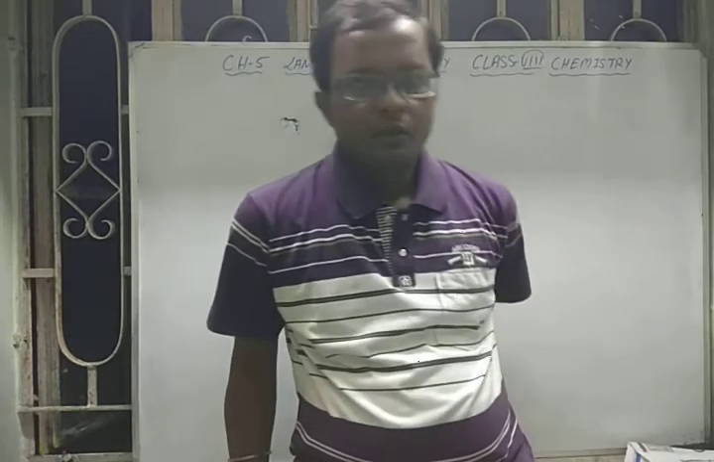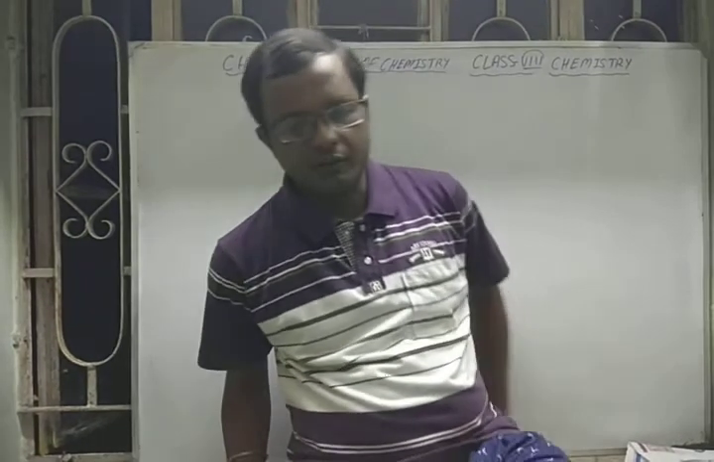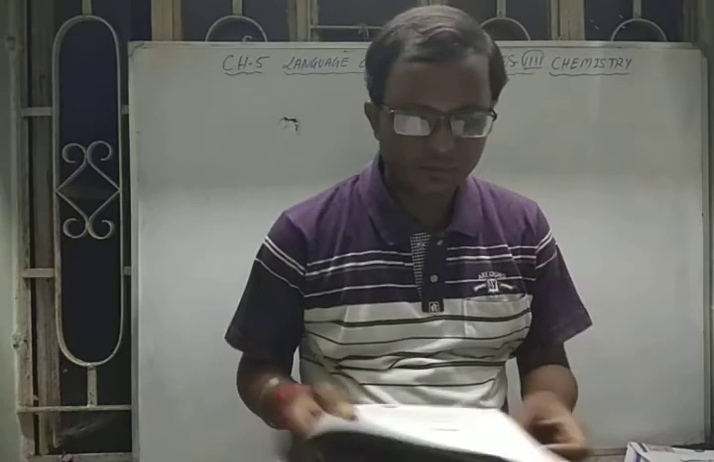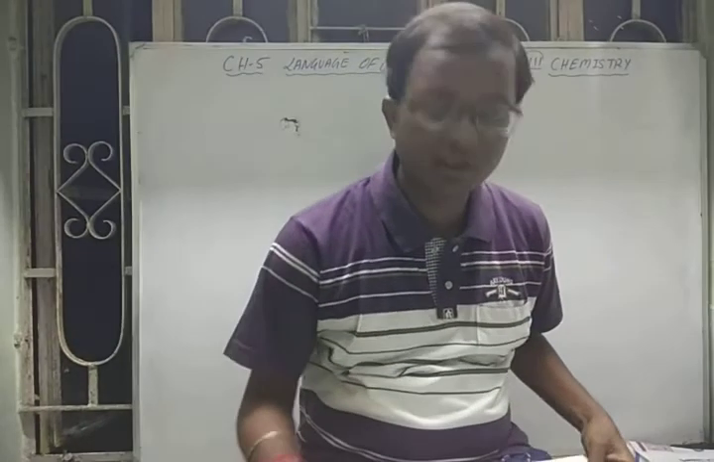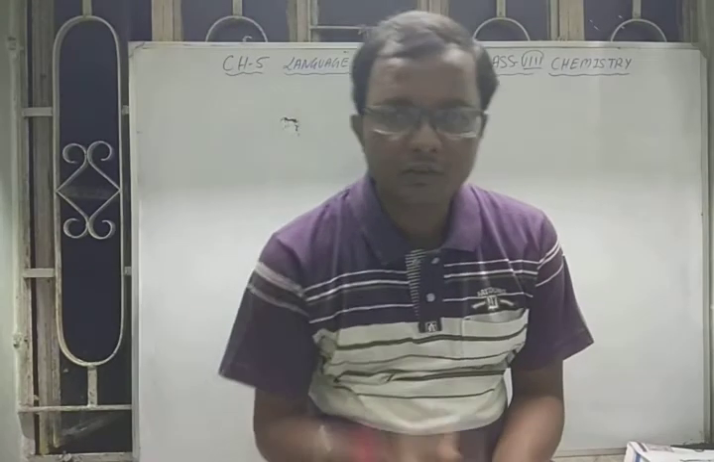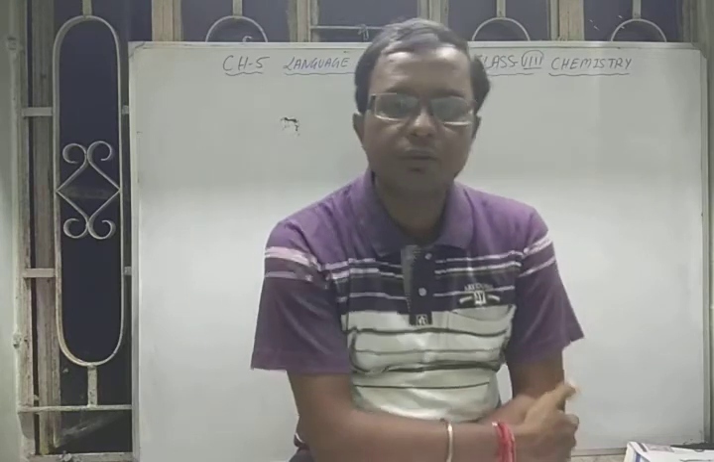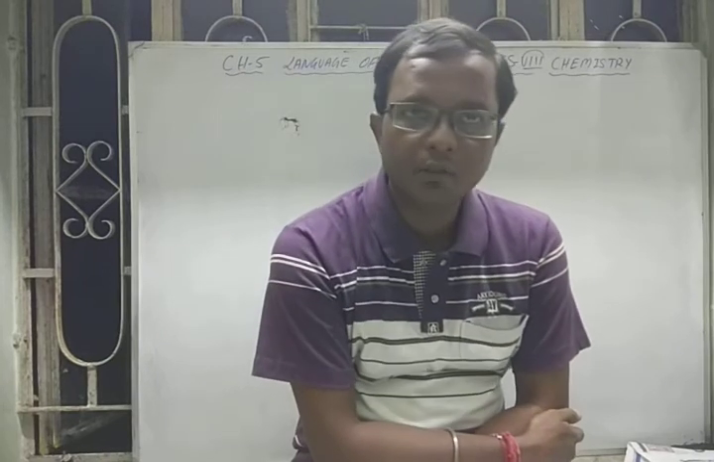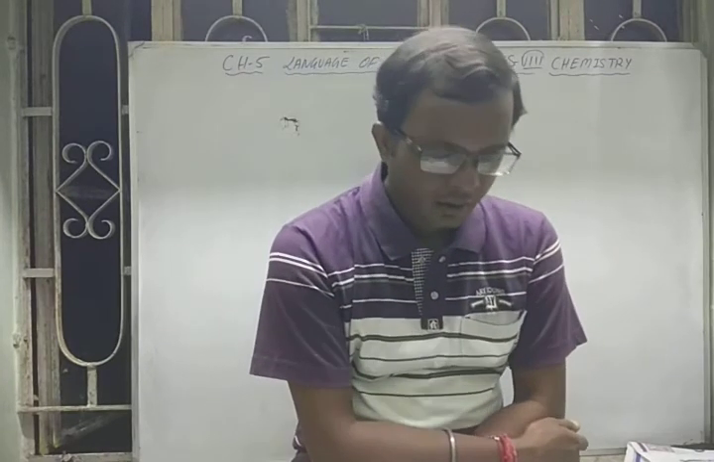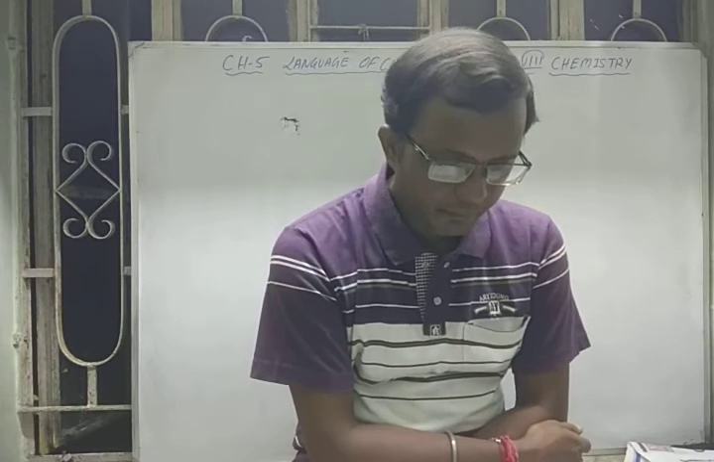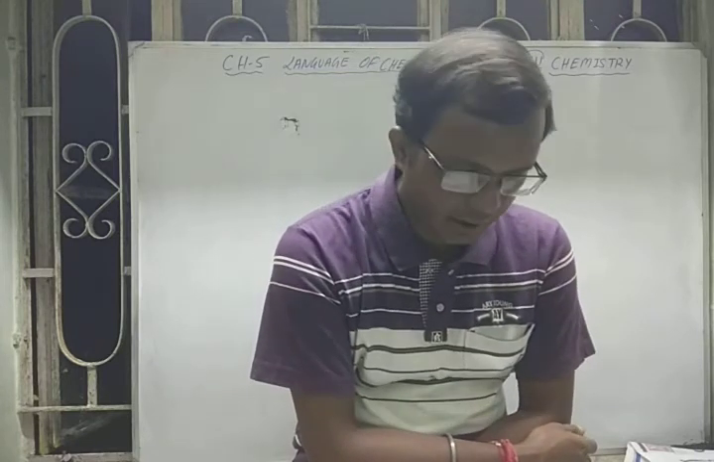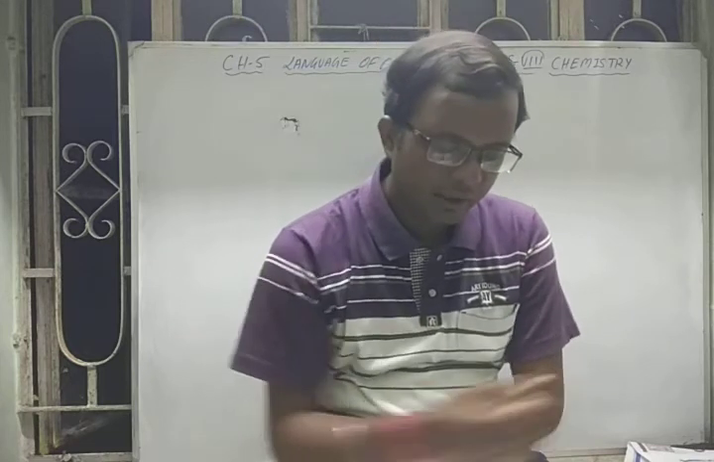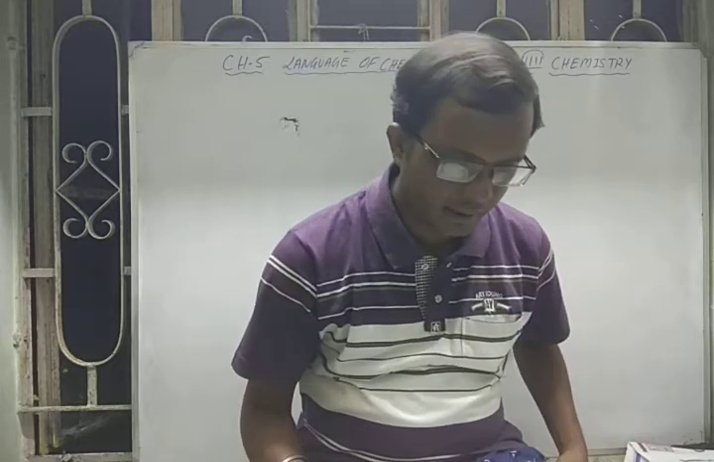By continuing this chapter, today we will continue from page number 83, that is applying the law of conservation of mass. According to this law, matter can neither be created nor destroyed before or after a chemical reaction. So a chemical equation can be balanced by applying only this law. We have seen how to balance.